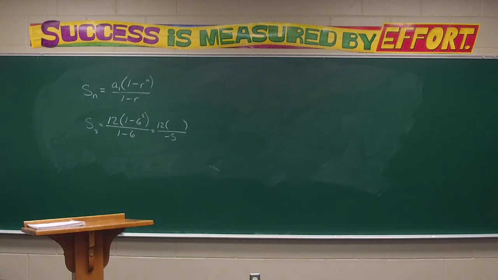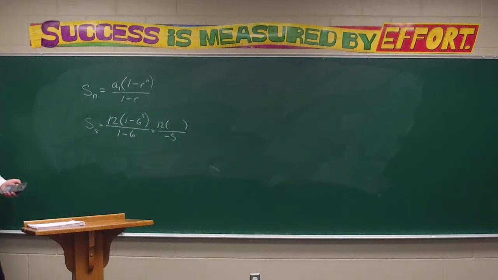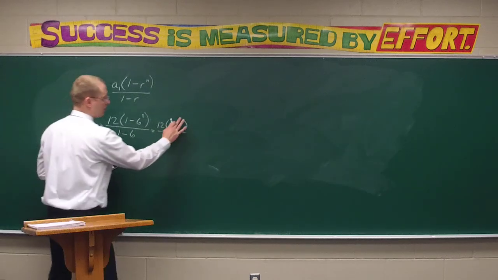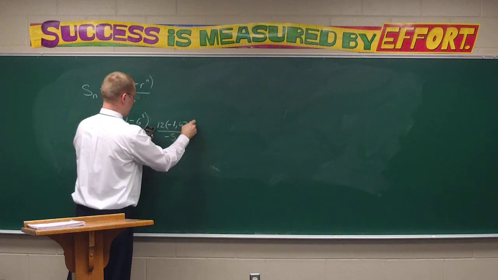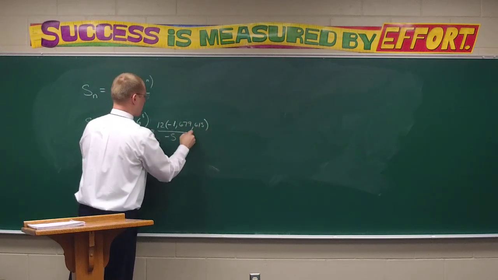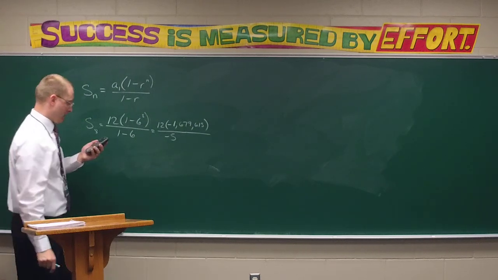Negative 5. And then I got 12 times whatever 1 minus 6 to the 8th is. And what is 1 minus 6 to the 8th? What does this value come to? Anyone? Negative 1,679,615. Yeah, negative 1,679,615. How many had that? And then we'll multiply that by 12 and divide away the negative 5.